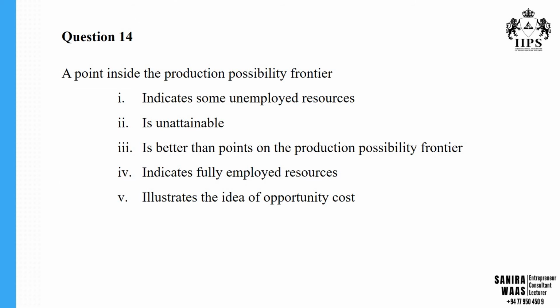Let's go to question number 14. A point inside the production possibility frontier. Now we are shifting to the production possibility frontiers, production possibility curves, right? Question number 14 asks, a point inside the production possibility frontier indicates some unemployed resources, is unattainable, is better than points on the production possibility frontier, indicates fully employed resources, illustrates the idea of opportunity cost.